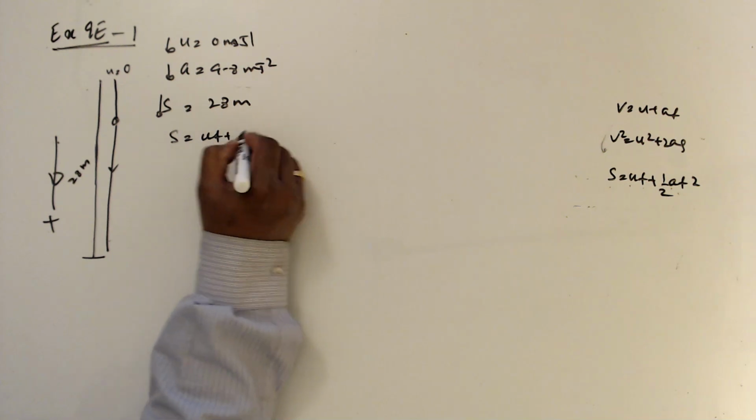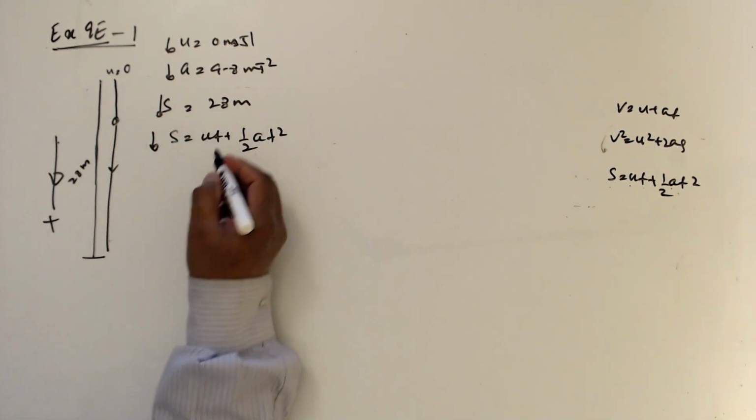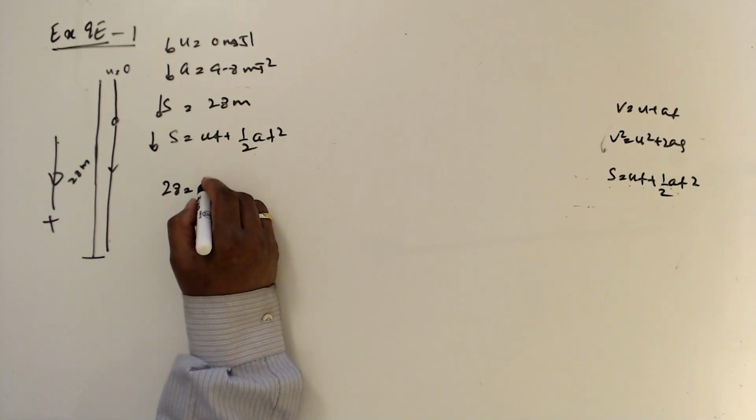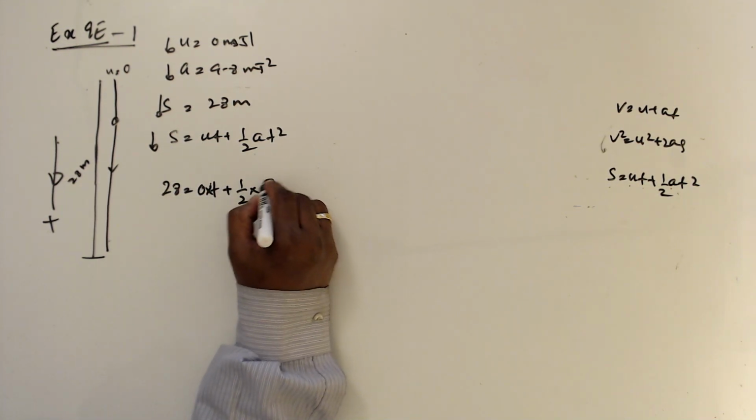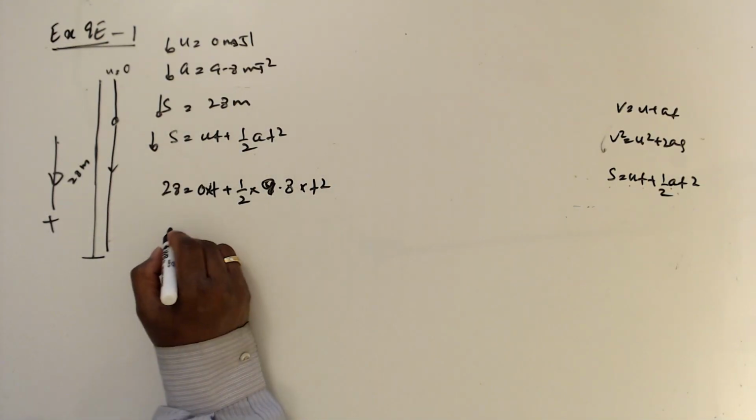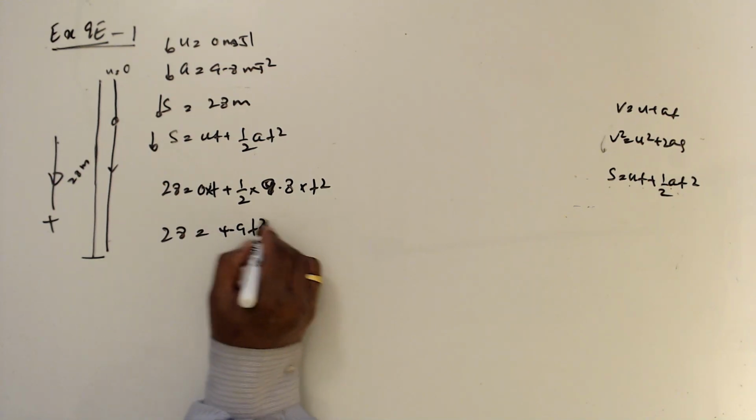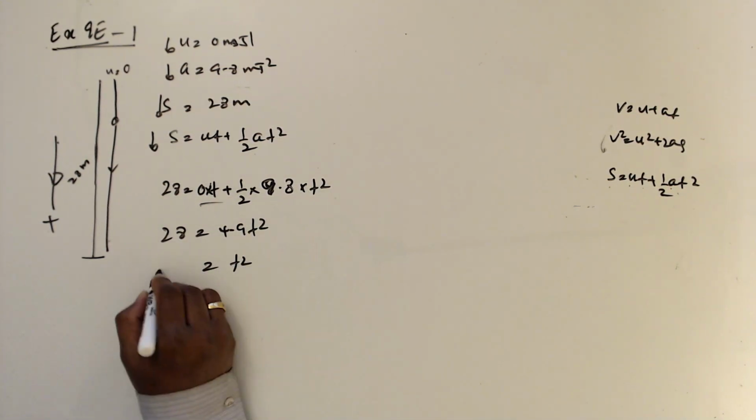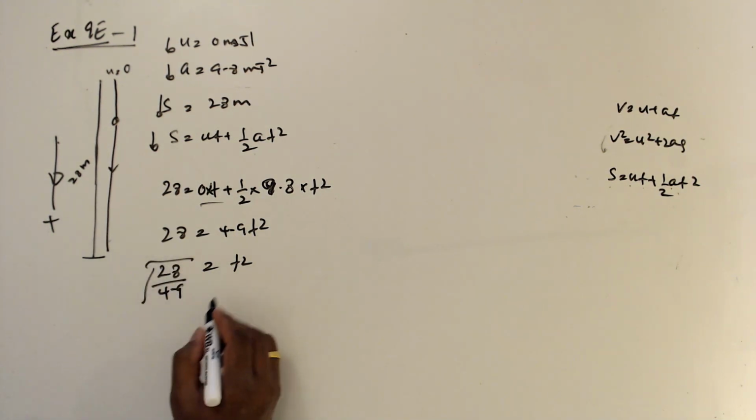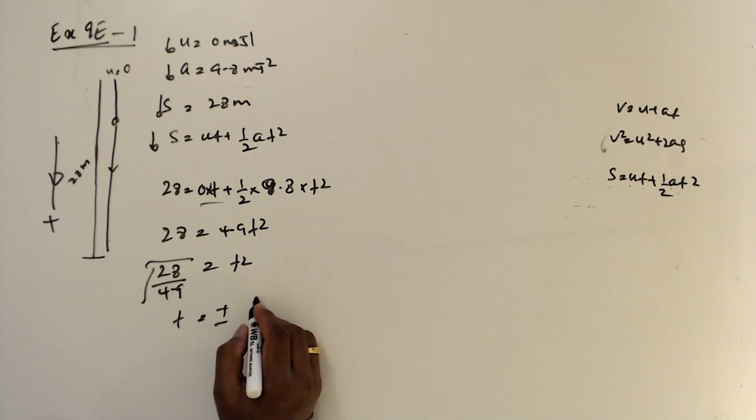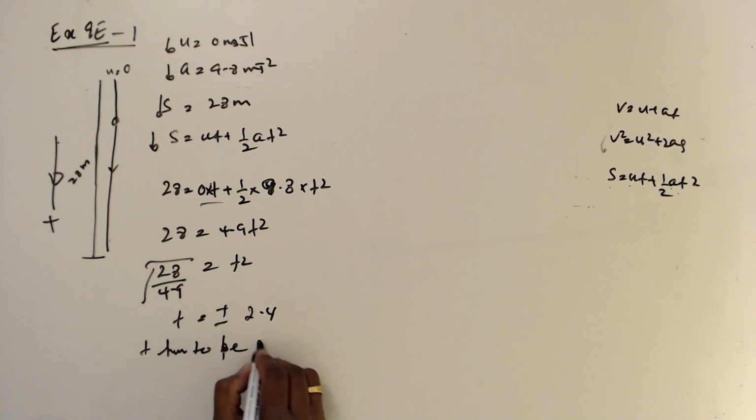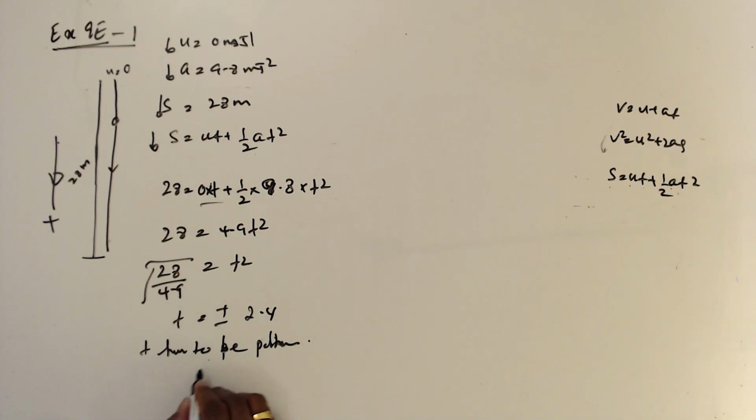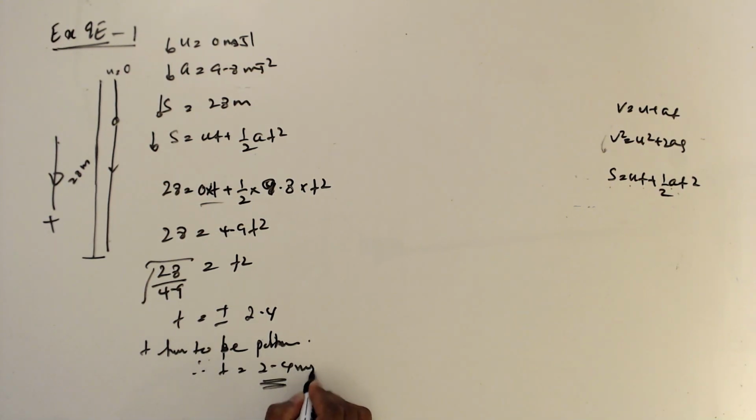s equals ut plus half at squared in this direction. 28 equals u, which is 0, times t, plus half times 9.8 times t squared. So 28 equals 4.9 t squared, because this is 0. So t squared equals 28 divided by 4.9, so t equals plus or minus 2.4. t has to be positive, hence t equals 2.4 seconds.